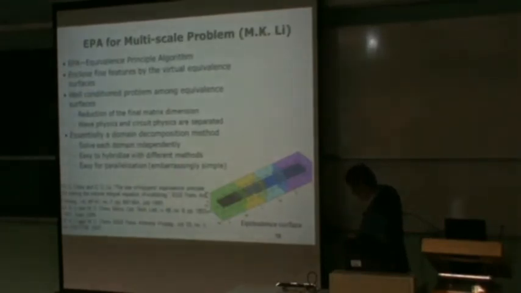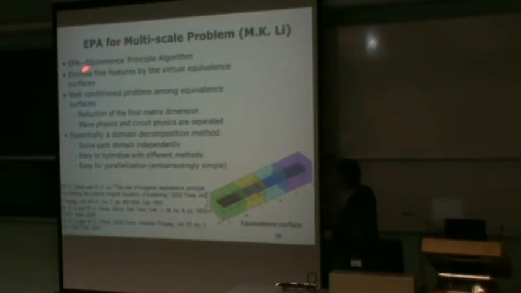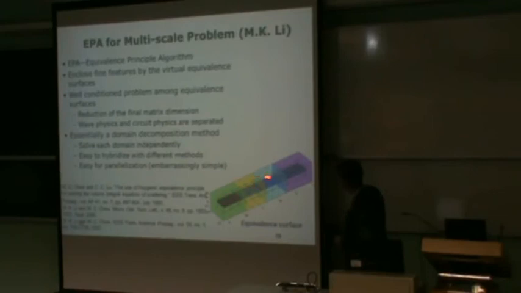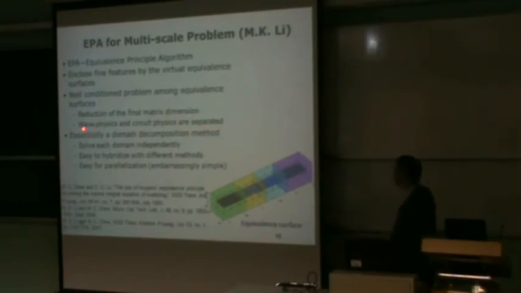Another way of dealing with multi-scale is to use the equivalence principle algorithm. We're given a structure which is very complicated. We divide it into domains, just like the domain decomposition in finite elements. But this is done with integral equations and Green's functions rather than differential operators. Because of that, we have a well-conditioned system among the equivalent surfaces, and there's a reduction of matrix dimension. Wave physics and circuit physics are separated.